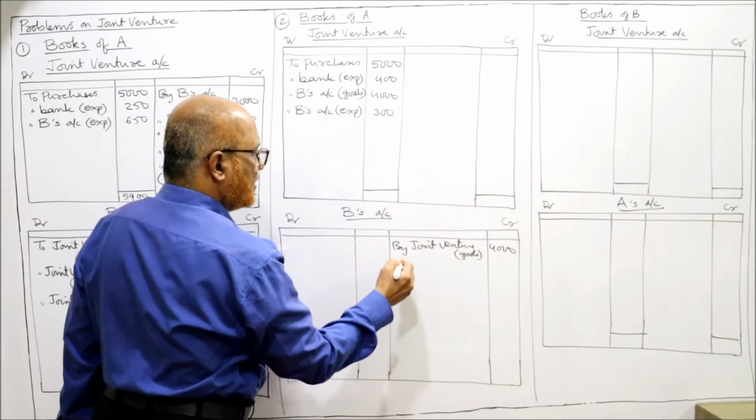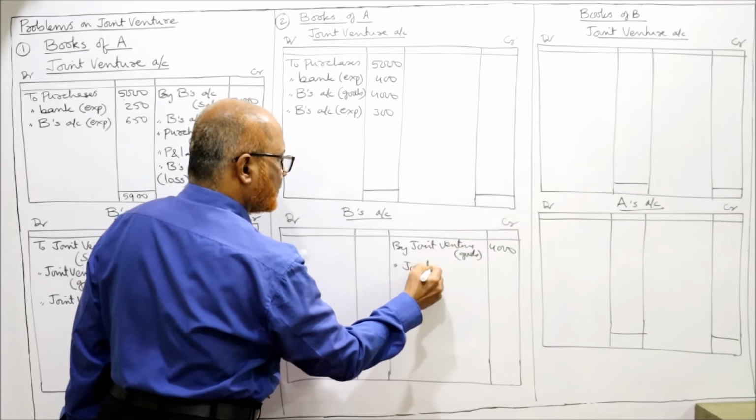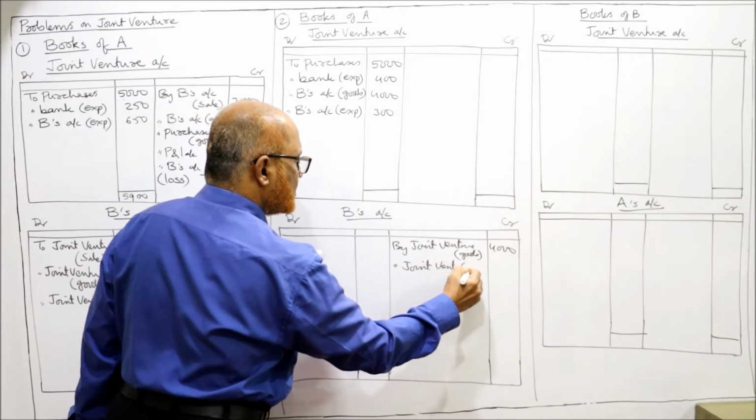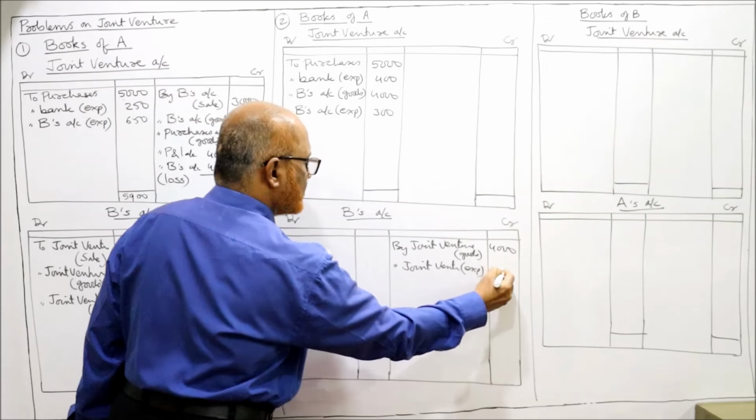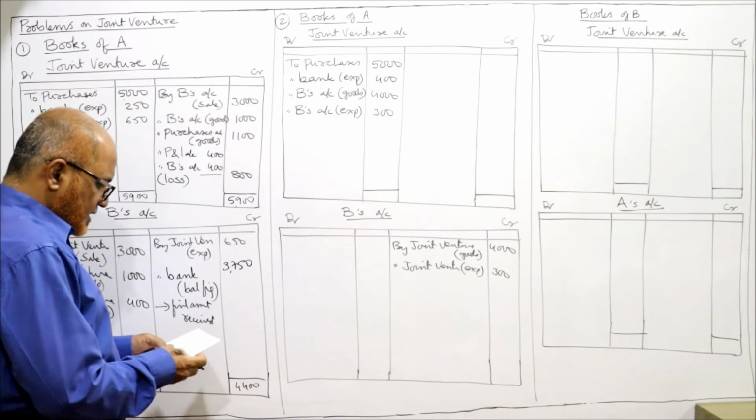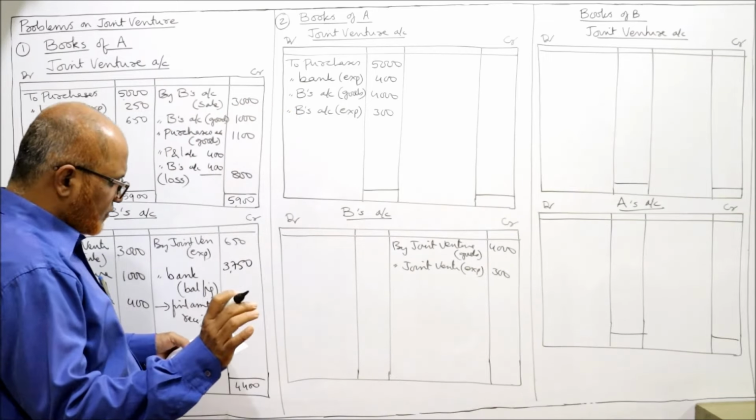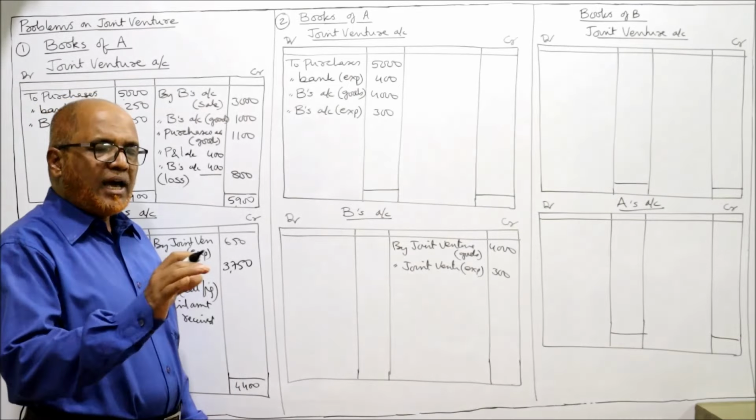Expenses 300. Here also by joint venture expenses 300. Now B sells goods on behalf of the joint venture for 12,000. B has sold the goods.